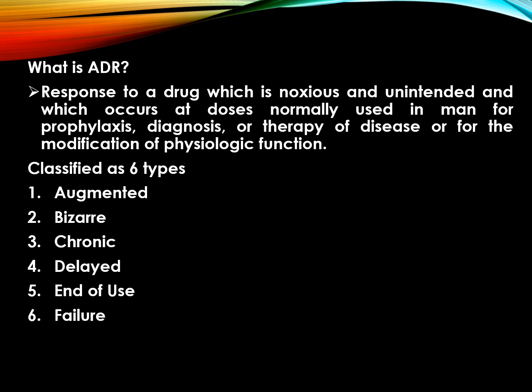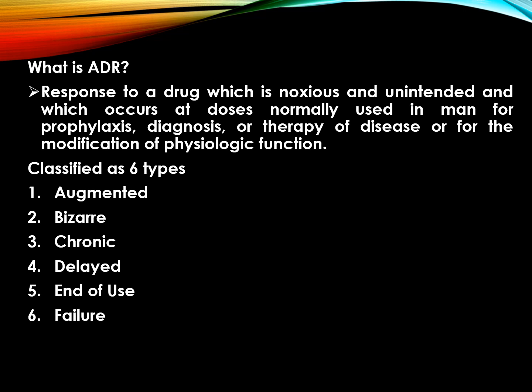I'll explain them one by one. First is augmented, that is dose related. Second is bizarre, that is non-dose related. Third is chronic, that is dose and time related. Fourth is delayed, that is only time related. Fifth is end of use, that is withdrawal of the drug or withdrawal of dose. And the last is failure, that is failure of therapy. Whatever drug we are using for therapy of a particular disease, it fails.